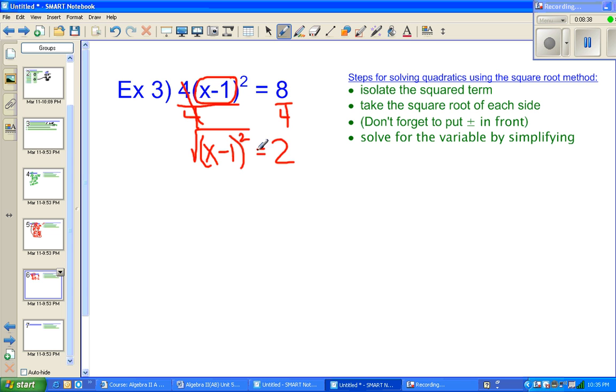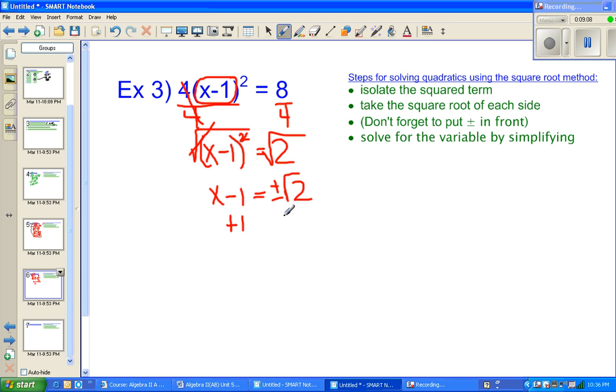You're ready to take the square root. Your square root takes out your square. So we have x minus 1, and over here, I need to bring in that plus or minus the square root of 2. All right, we remembered our plus or minus, so we're going to solve for the variable. This is an example of just because you took the square root doesn't mean the answer is going to just be there. Once you've taken the square root, we still need to solve for x.